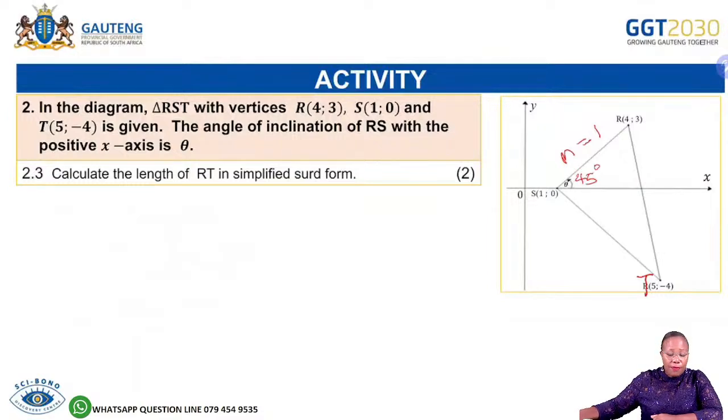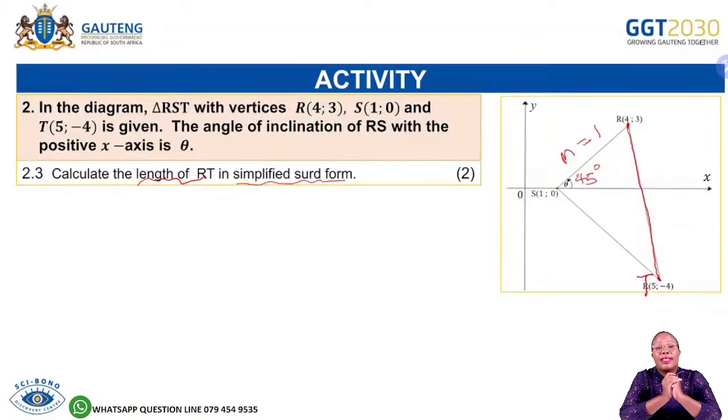All right, and then from here now they say calculate the length of RT in simplified surd form. Okay, the length of RT, let's go to the diagram. We are looking at the length of RT. That means it's from here to that point, and then in a simplified surd form. So the minute they say simplified surd form, grade 12, they are simply telling you to leave your answer in a surd form with the square root or with the root sign on it.